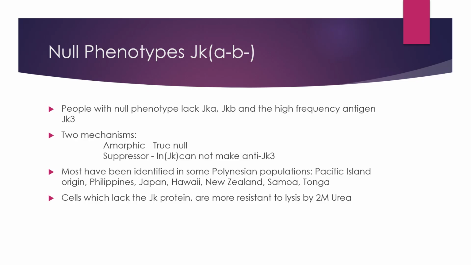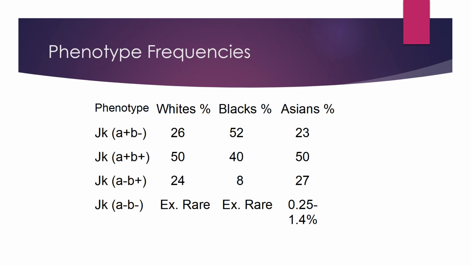Cells with the JKA-JKB negative phenotype are resistant to lysis by 2 molar urea. This can be used as a cheap method to screen for the JKA-JKB negative cells. If cells are placed in 2 molar urea and they do not lyse, then they are likely to be JKA and JKB negative. This table shows the phenotype frequencies for the Kidd antigens in Caucasians, African Americans, and Asians.